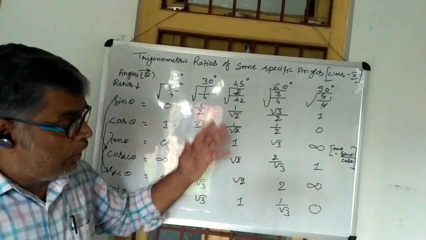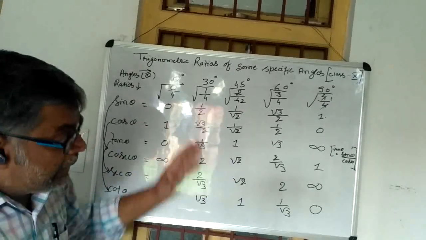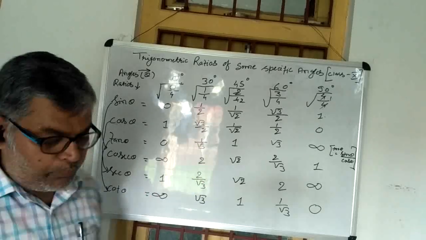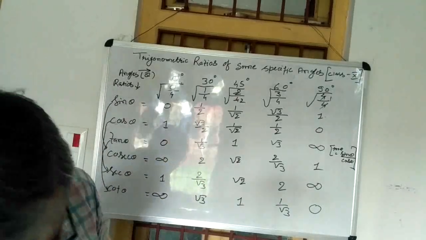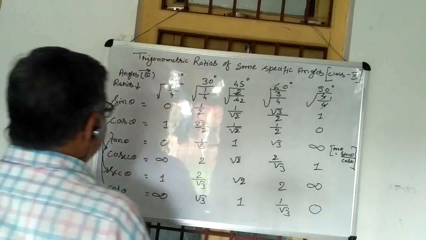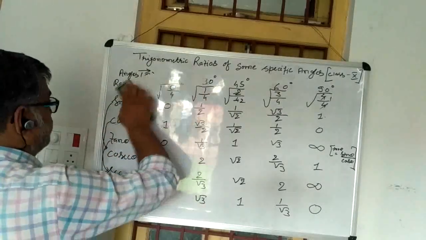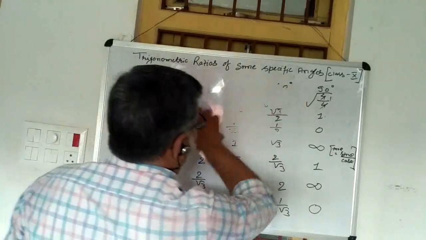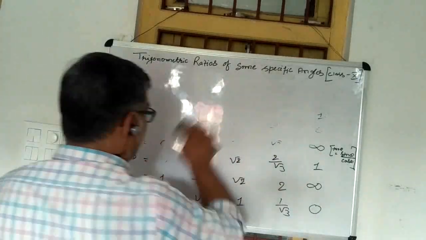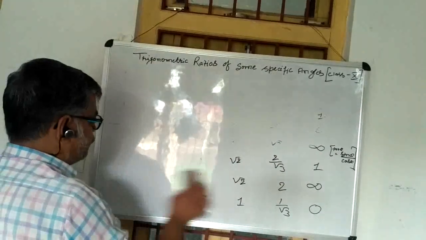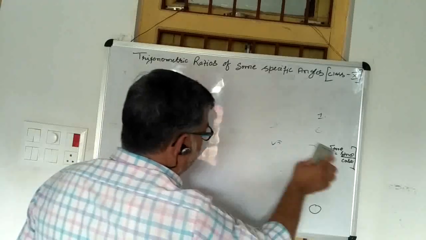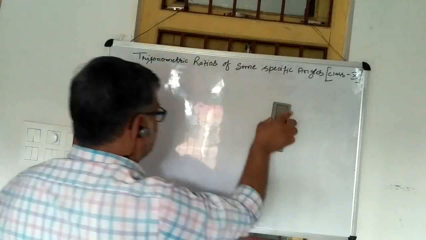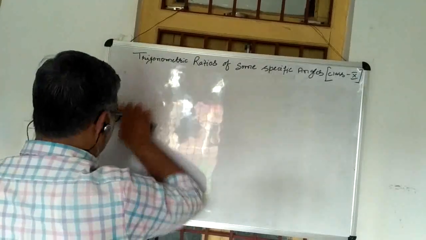Students, I hope that all of you have understood the method by which we prepare this table. Now we are coming to find the value of trigonometric ratios by the geometrical method. Our next topic is to find the value of trigonometric ratios geometrically. How can we geometrically find the value of trigonometric ratios? Let's see.